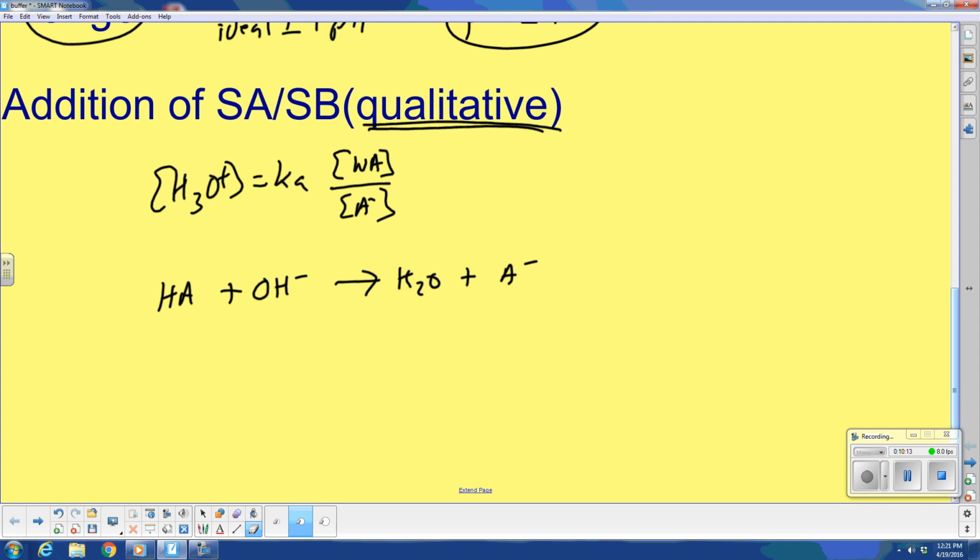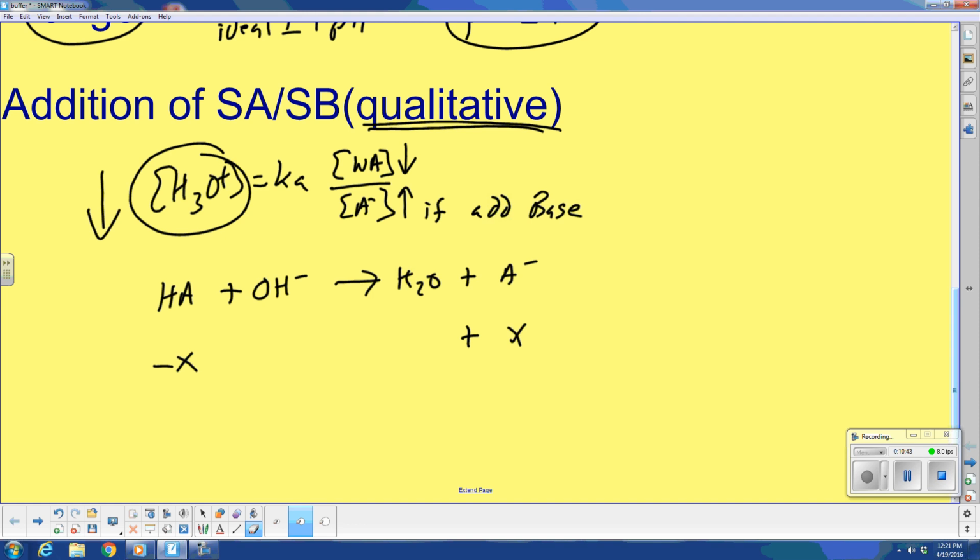So depending on how much this is going to be, regardless of how much OH I have, this is going to be a minus X and this is going to be a plus X. So if we add a base, what's going to happen? This number is going to go up. This number is going to go down. What's going to then happen to my hydronium concentration? Well, denominator up, numerator down, this number goes down. And so what would I predict would happen to my pH? So my pH is going to go up, right? So the addition of my hydroxide will cause my pH to go up.